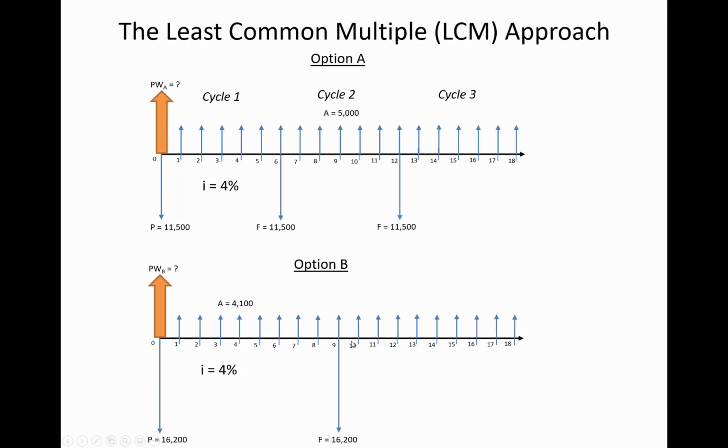All right. So the least common multiple approach says repeat both alternatives so that they terminate on the final year, and then discount everything to the present and choose the alternative that has the highest non-negative present worth. So we're applying the same decision criteria. It's just that this LCM approach is a tool that allows us to make both alternatives terminate at the same time. Okay, so any questions about that?